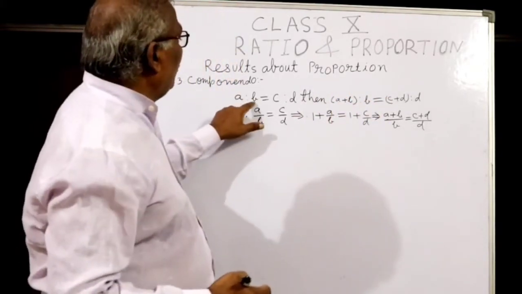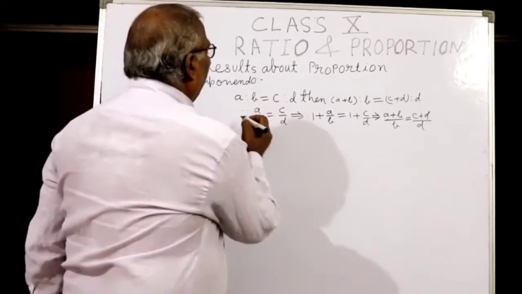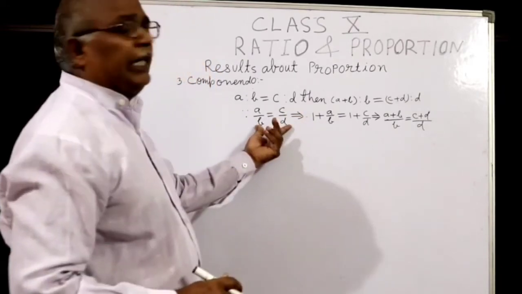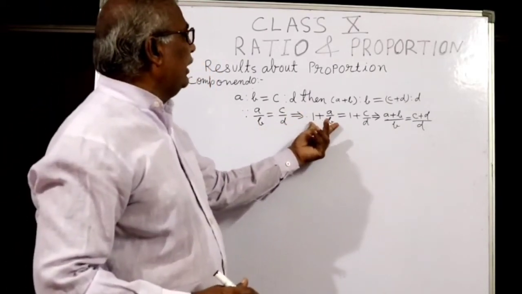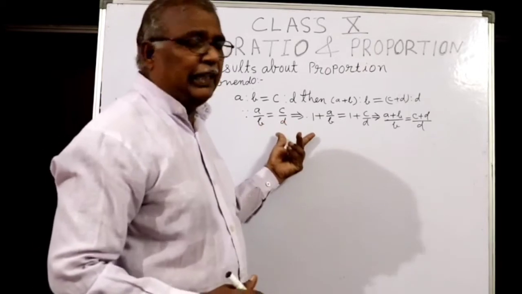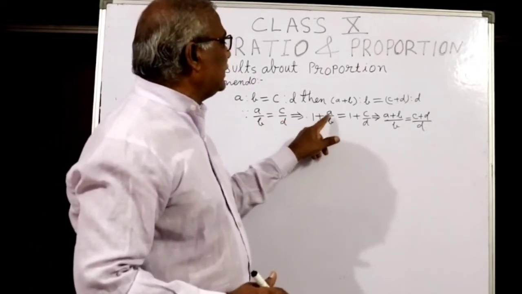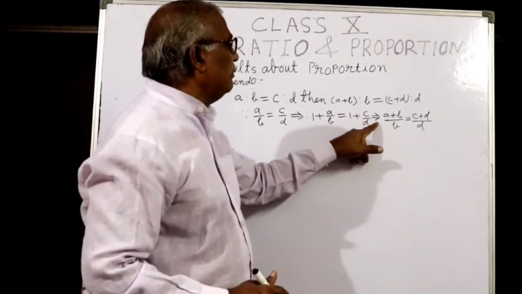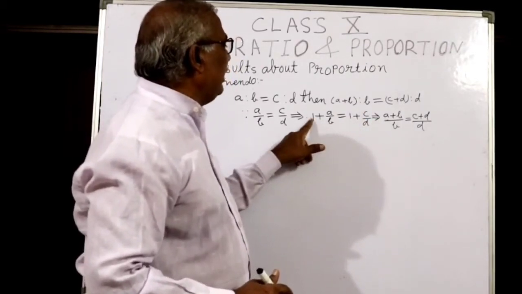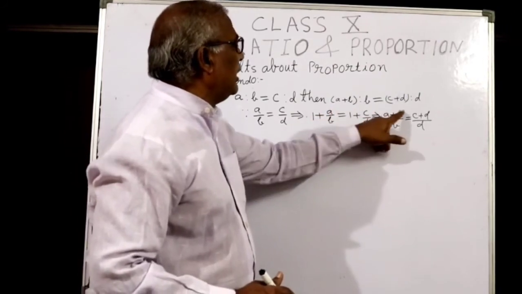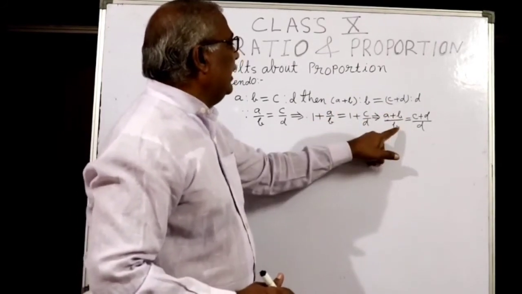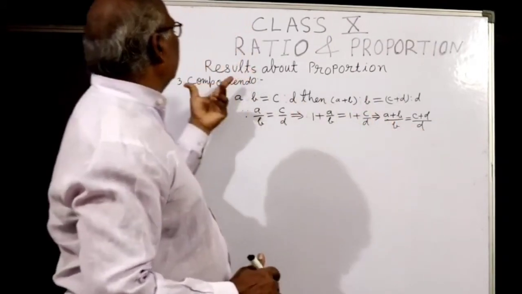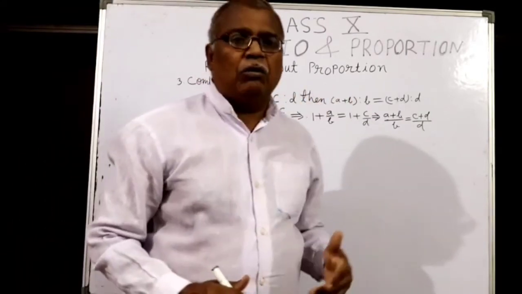If A is to B is equal to C is to D, this is equal to A upon B is equal to C upon D. By adding 1 on both sides of equality, we get 1 plus A upon B is equal to 1 plus C upon D. This implies that A plus B upon B is equal to C plus D upon D. This property is called componendo.